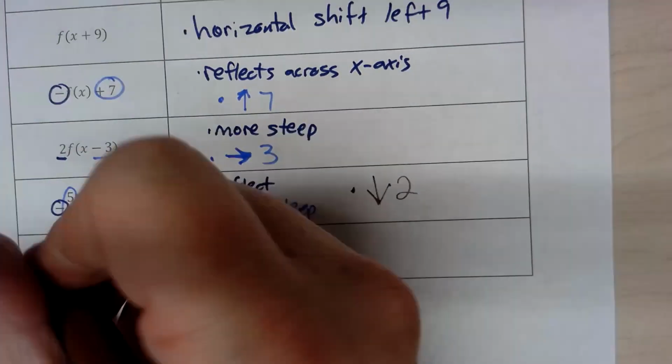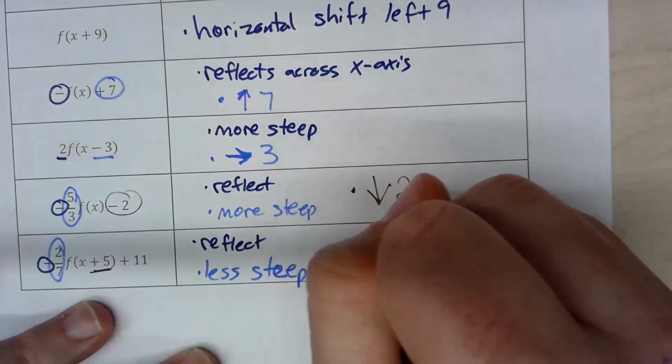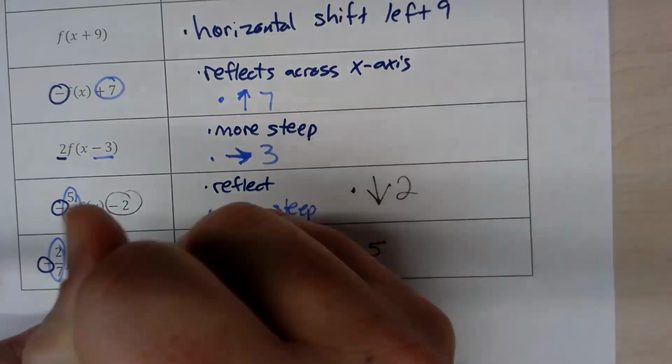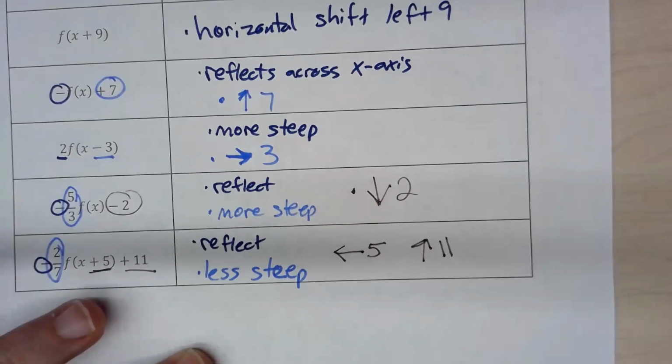This +5 is on the inside, so it's the opposite. So it's going to go left 5. The +11 is on the outside. It tells the truth. It's going to go up 11.